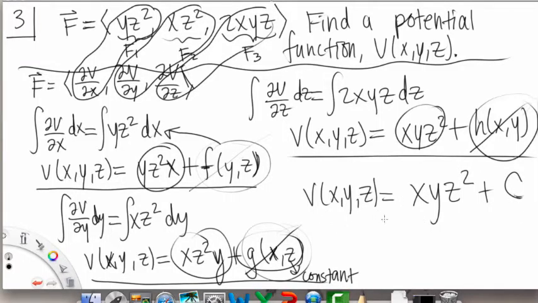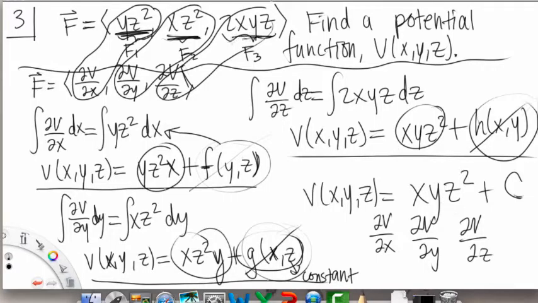And you can always go back and check. Partial v, partial x would give us yz squared, which should be our first component, which it is, up here. Good. Then we can check partial v, partial y, which should be our middle component, x times z squared, which it is. And lastly, partial v, partial z gives us 2 times x, y, z, our third component. So this is our potential function for the given vector field.